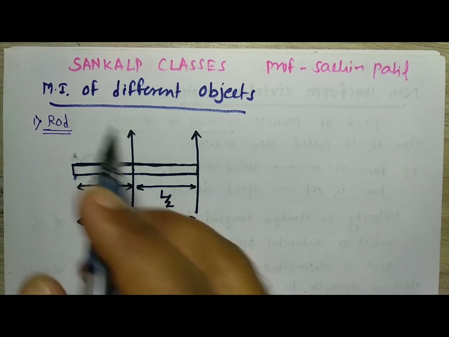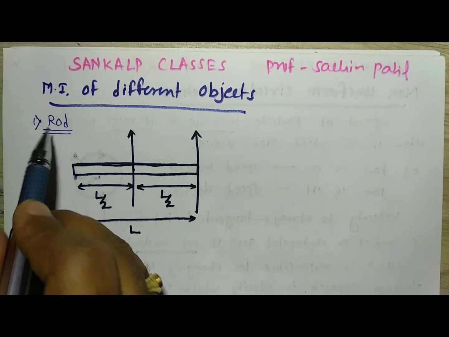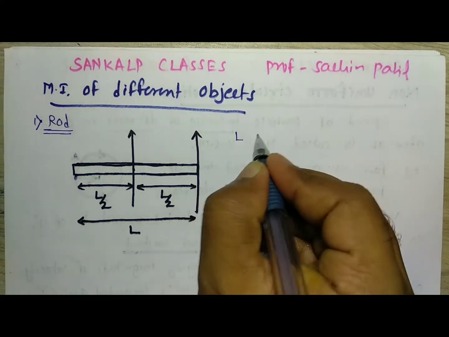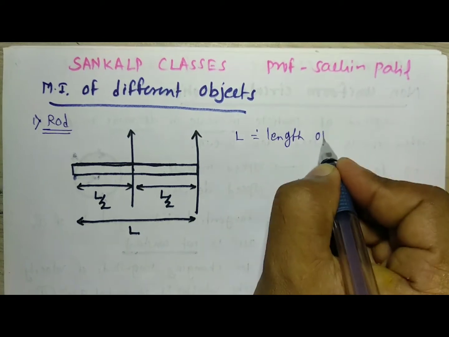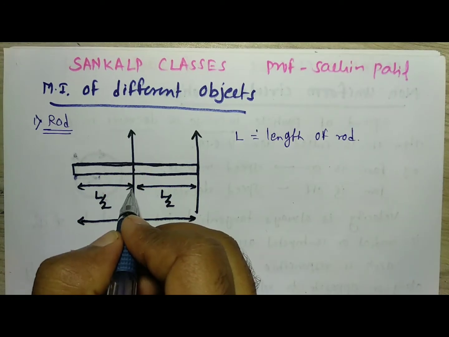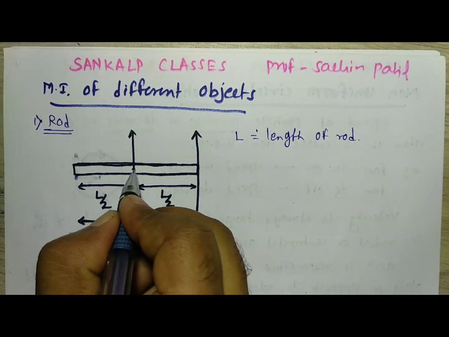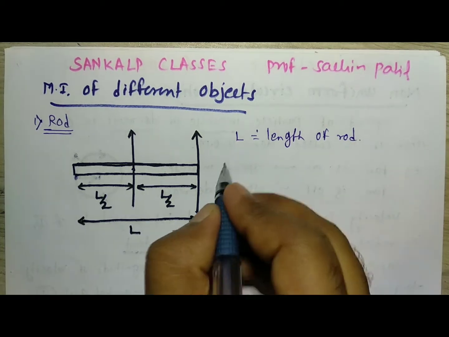Right now we are going with the moment of inertia of different objects. First of all, we are going with the rod. Let us consider L be the length of rod, and first of all we have to take the axis which is passing through the center of rod, and therefore you will get the L by 2. L by 2 is here.